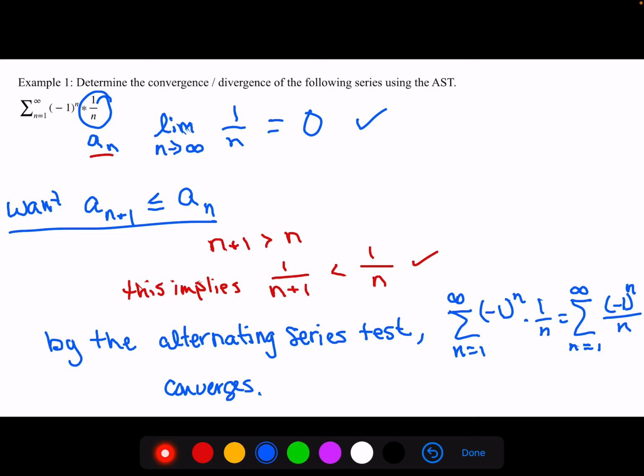This particular series is called the alternating harmonic series, and it's impressive because we know that the harmonic series, where we didn't have this negative 1 to the n, diverged, but in this case, when we are alternating sign, we actually get convergence.